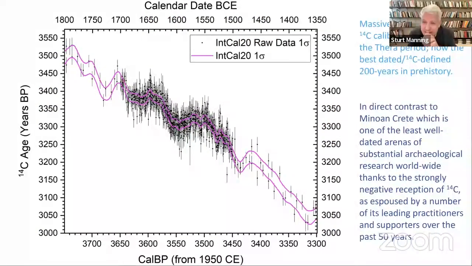So the first basic important piece of information is the calibration curve has radically changed in this period, thanks to work now of a number of different laboratories and hundreds of different radiocarbon dates. The period between 1700 BC and 1500 BC is now by far the best dated period of prehistory.